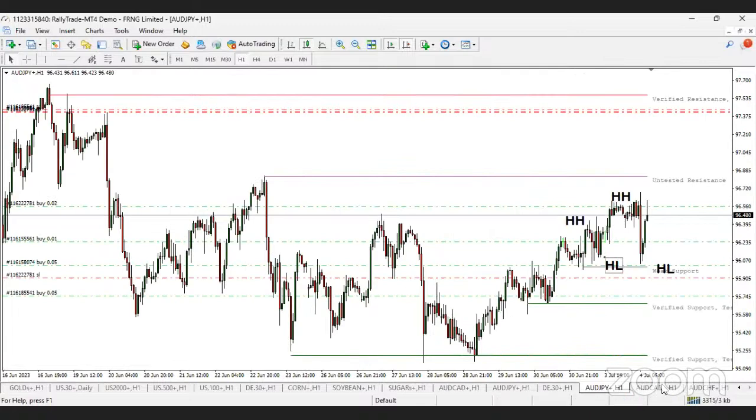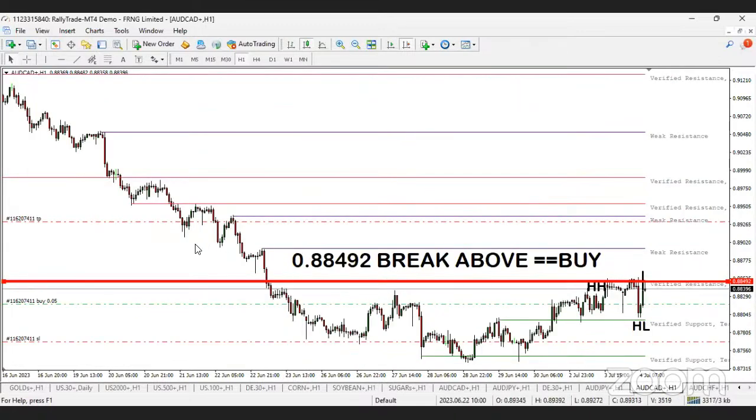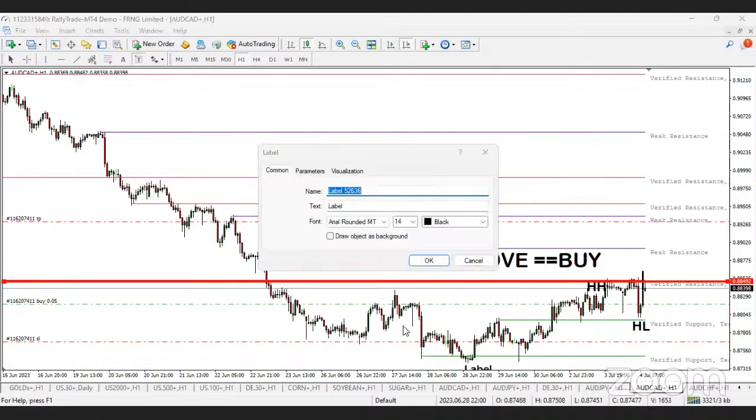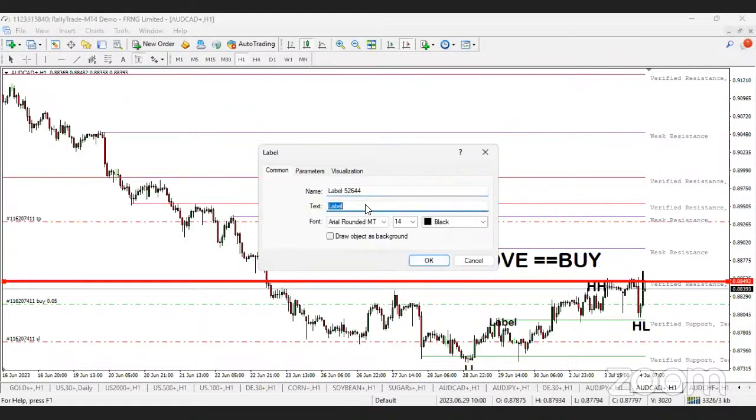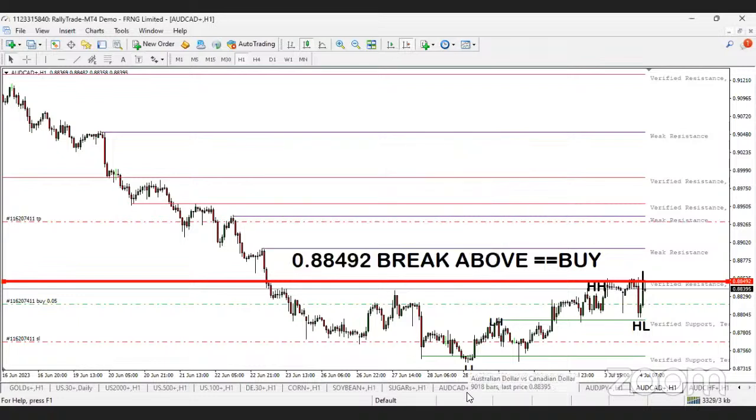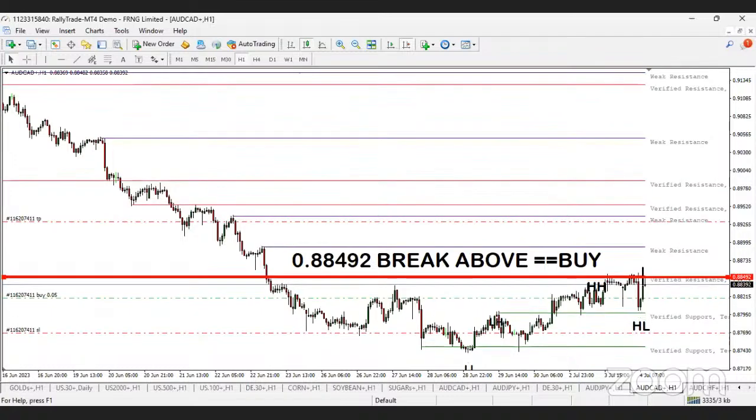Look at AUD/CAD, as we can see, a downtrend. What was the last lower low? This is the last lower low, LL. And then this is the last lower high, LH. How do I know that price has changed to an uptrend? Price has to fail to create a new lower low.